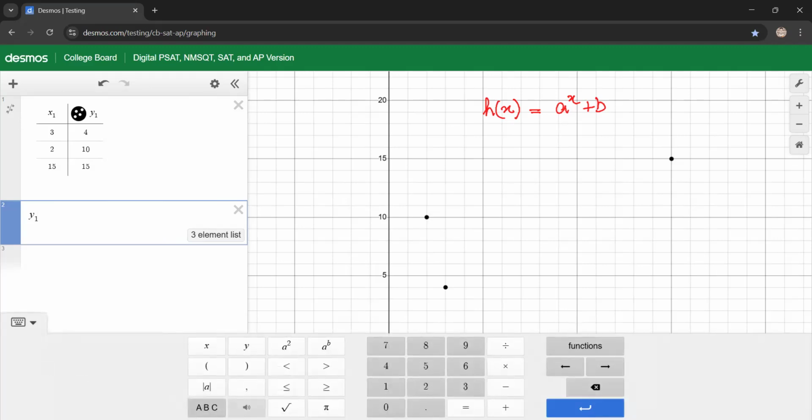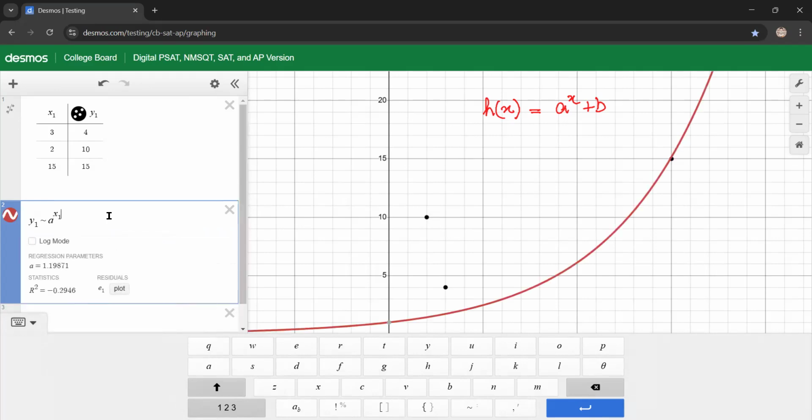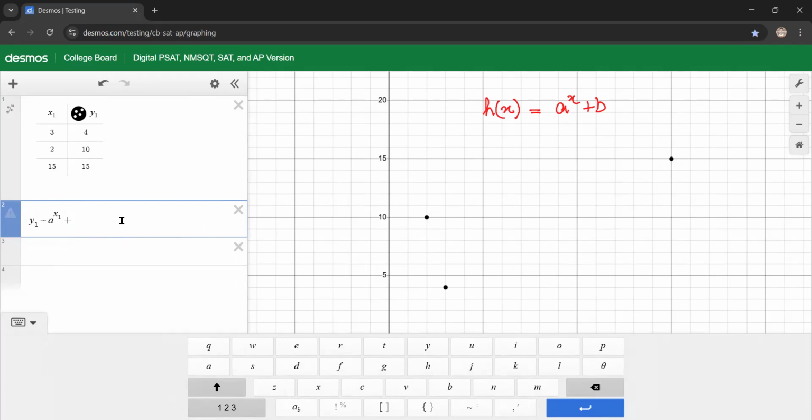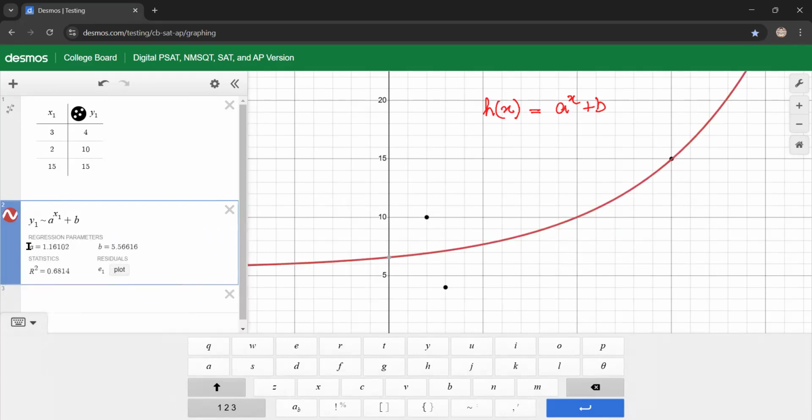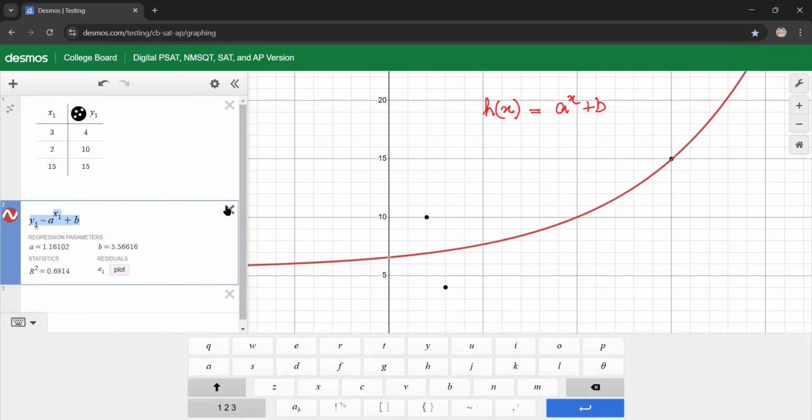So on the keyboard, go to this ABC, and here you'll be able to see this approximate sign, or you can do it from your keyboard. Then you have a to the power x, so you'll write a to the power x and just write 1, it will give you x1, and then plus b. Here it will give you the value of a and b. So you can do any regression in Desmos. You just need to know what you are doing. This way you can do any equation.